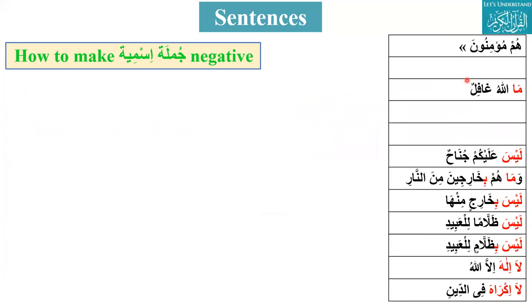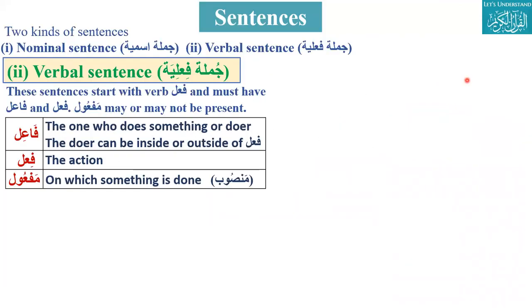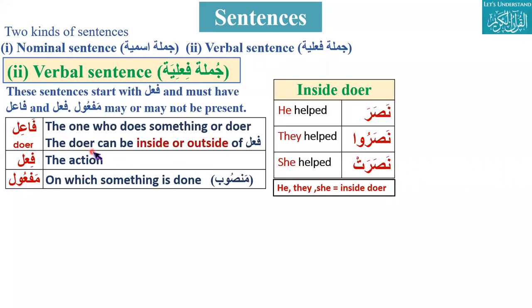And then we started last week the verbal sentence. The second kind of sentence is a verbal sentence. These sentences start with a verb and must have a fa'il and fi'l. It normally has three parts: fa'il, fi'l, and maf'ul, but maf'ul may or may not be there. Maf'ul is also mansub. So fa'il is the doer, fi'l is the action, like nasara means he helped, nasaru they helped, nasarat she helped.